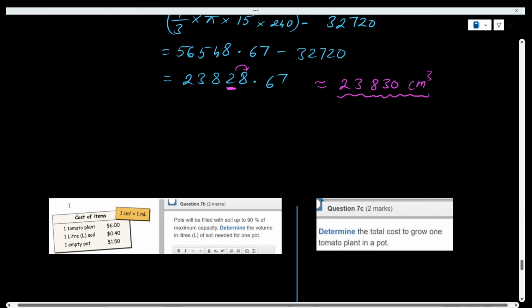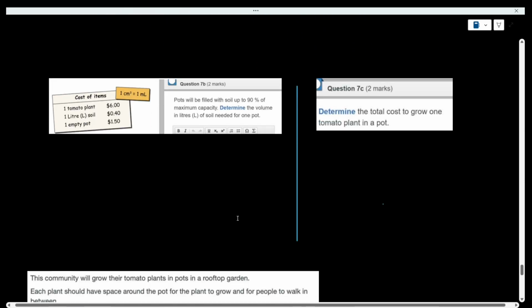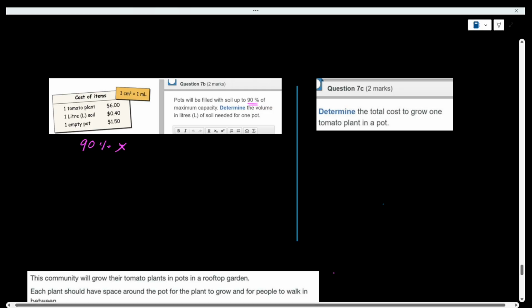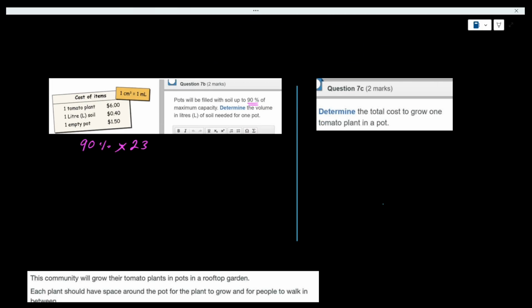What is given in the next part of the question? Now the pot will be filled with the soil till 90% of the maximum capacity, because the pot is not fully filled. So you will first find out here 90% of volume of the pot, which is 23,830. You will be getting 21,447 cubic centimeter, right?